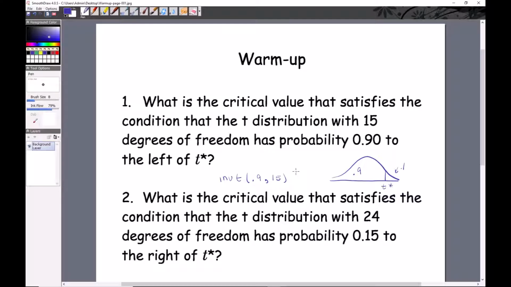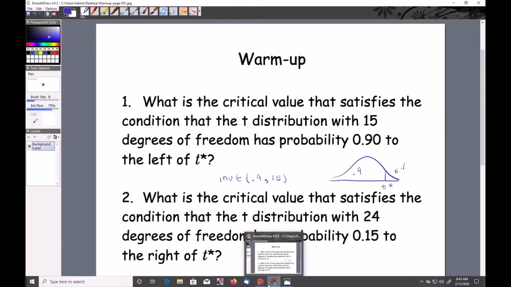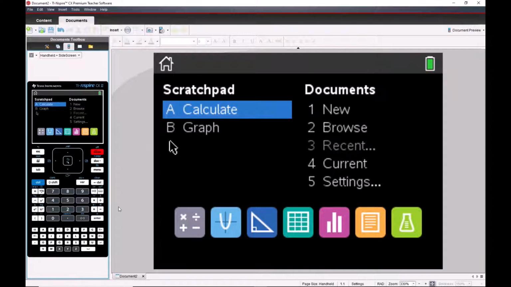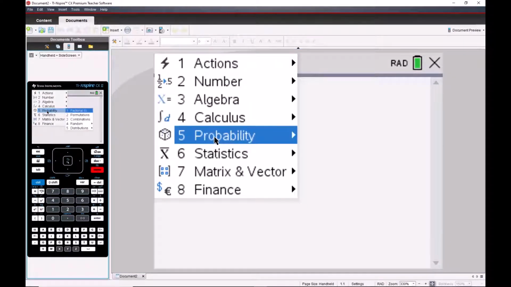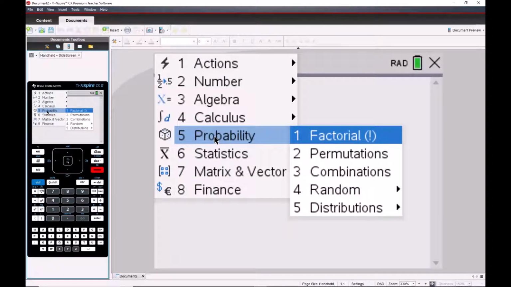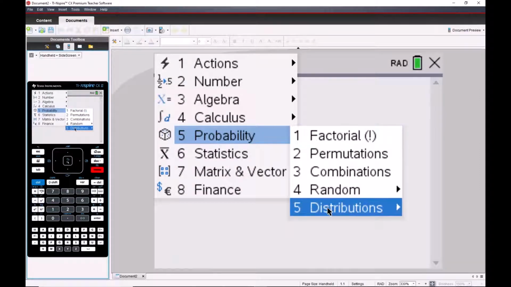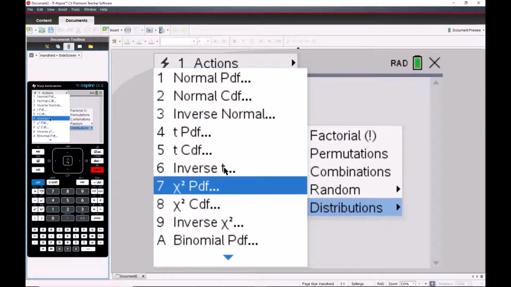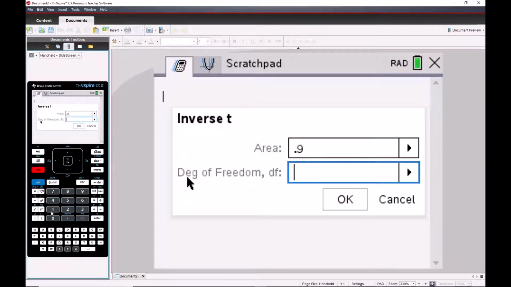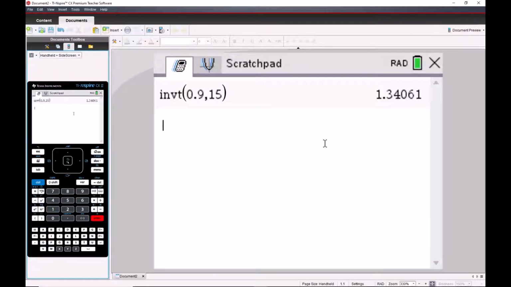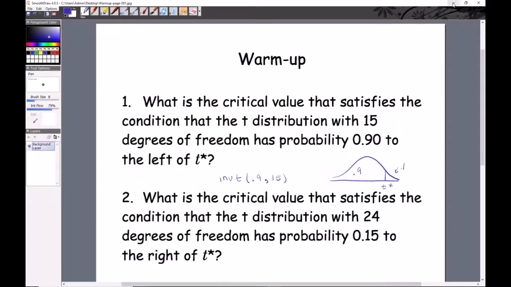All right, so let's roll over to the calculator, and a calculator page in the scratch pad is fine. It'll be menu, and remember it's under probability. It's the same place where normal CDF and inverse norm are. So probability distributions, and voila, inverse T. Area we know to be 0.9, and degrees of freedom were 15. Can't get any harder than that, so hit OK. 1.341.